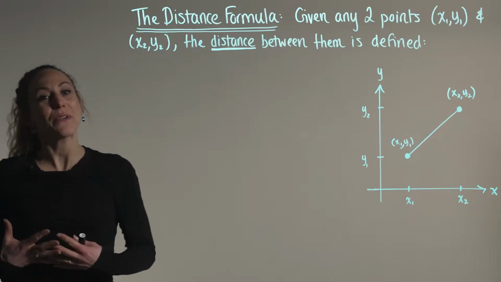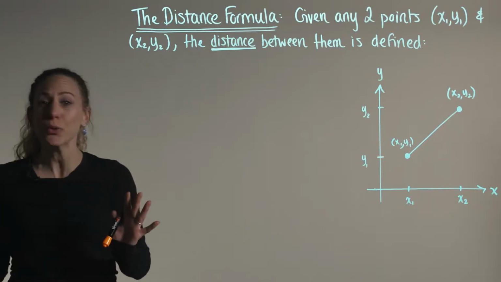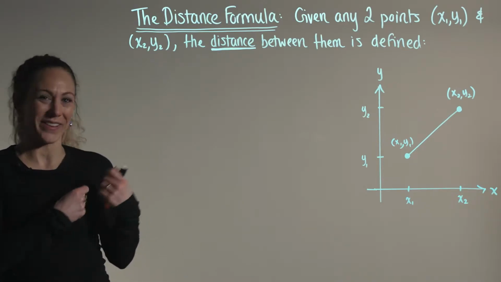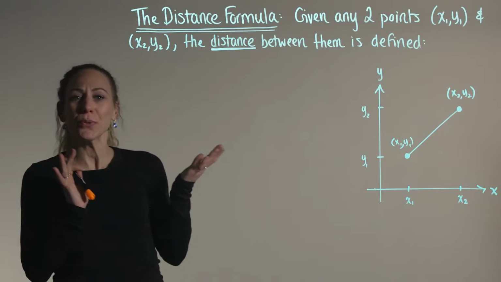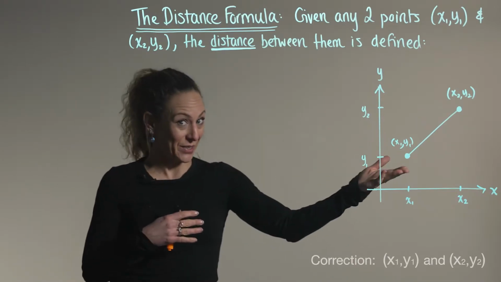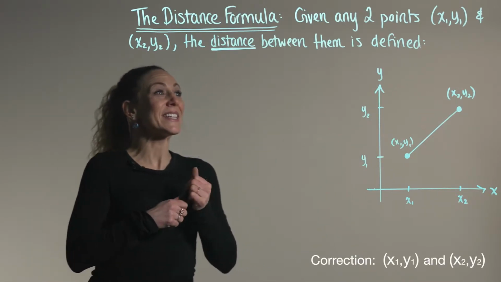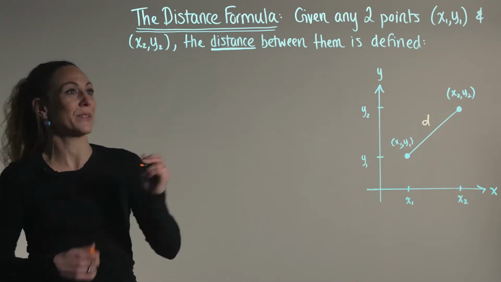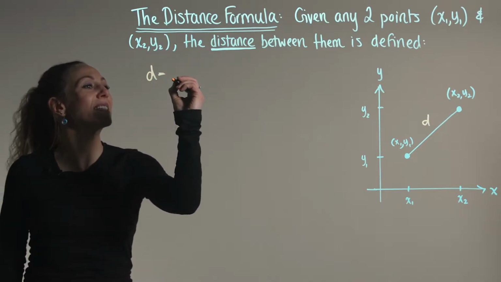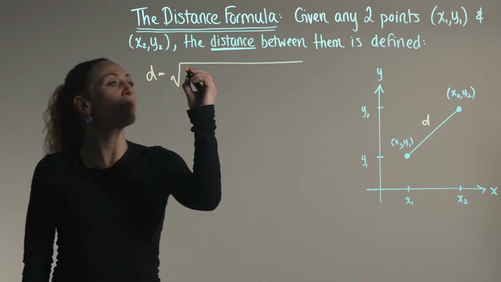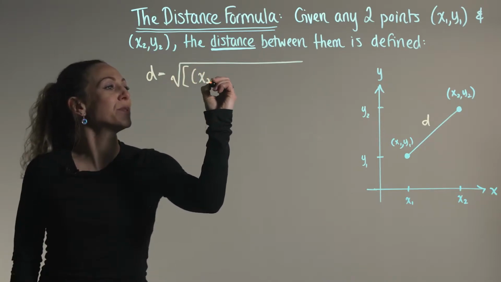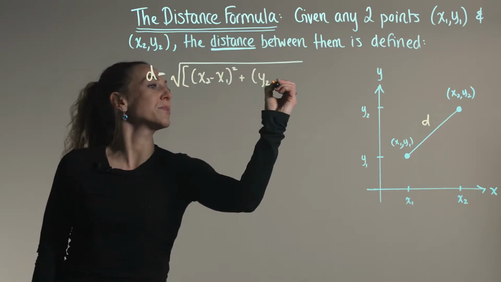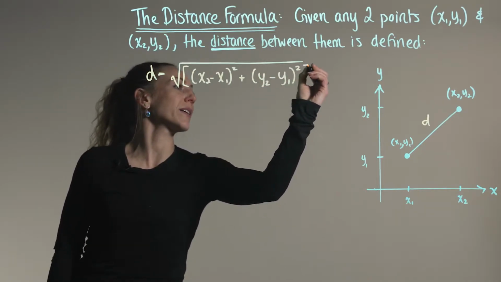Here we're exploring how we find the distance between any 2 points on the coordinate plane. And we call this the distance formula. So given any 2 arbitrary points, say x sub 1 and y sub 1, the distance between these 2 points is defined as follows. We say that our distance d is equal to the square root of x sub 2 minus x sub 1 squared plus y sub 2 minus y sub 1 squared.